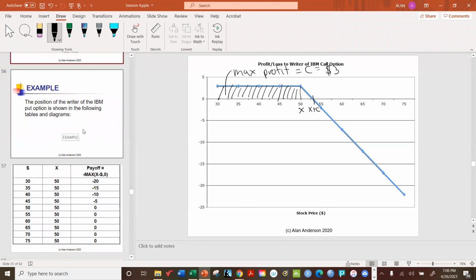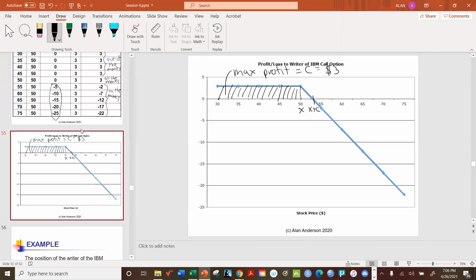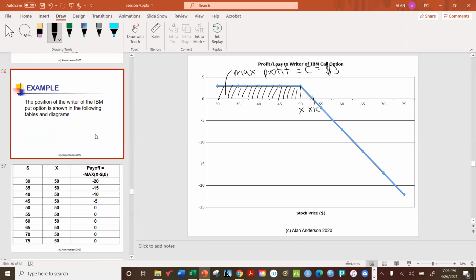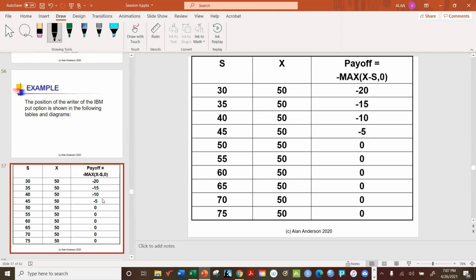All right. Now, for the put, we get to look at the seller of the put for the first time. Let's look at their graph or their chart. So here we go. Now, again, just like before, these are all the positions where the put is out of the money. Here we're at the money. And then finally up here, the option is in the money.